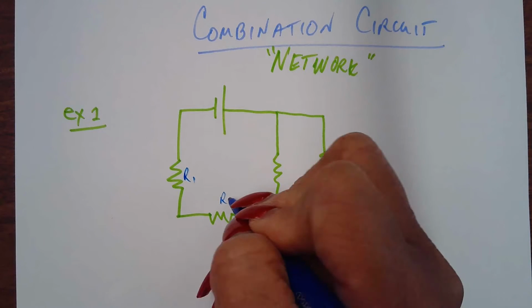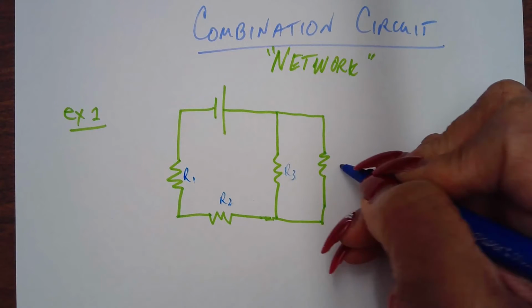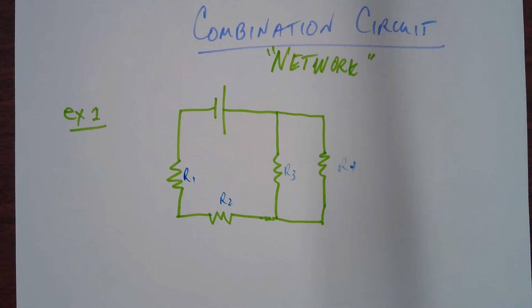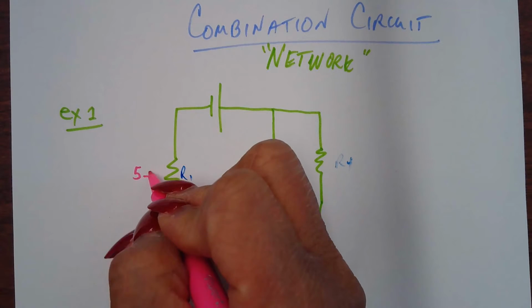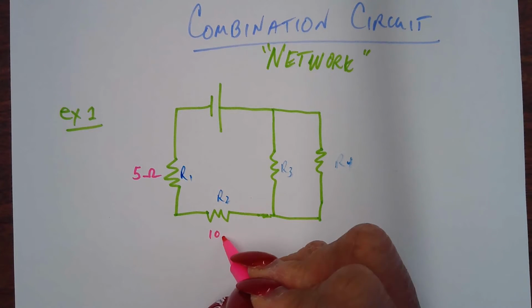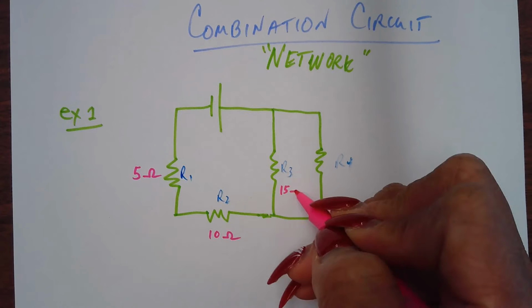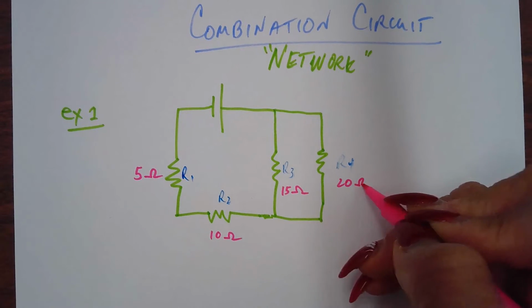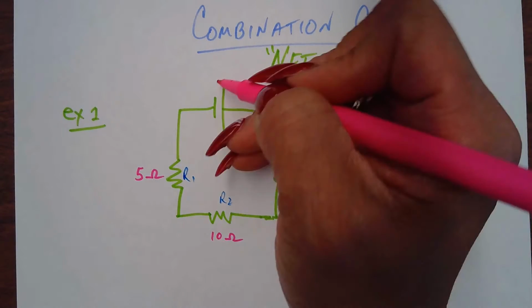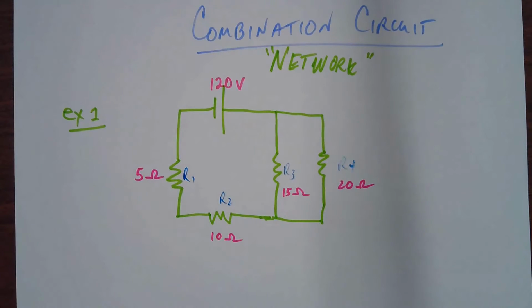I'm going to call this R1, R2, R3, and R4. Let's make this 5 ohms. Let's make this 10, 15, and 20. Okay, let's make this 120 volts. We'll deal with 120 volts here.